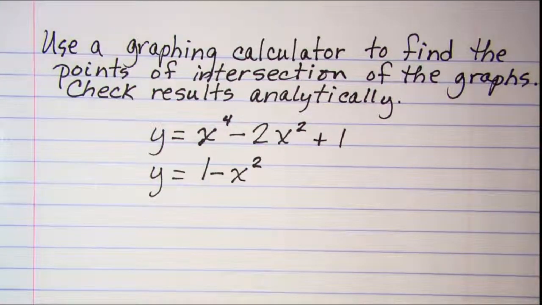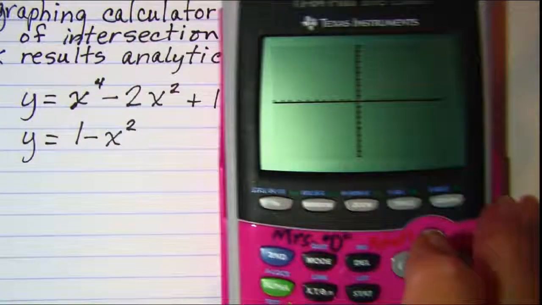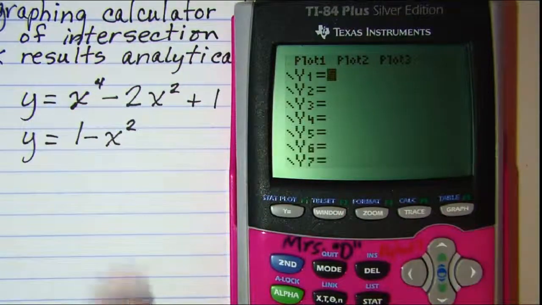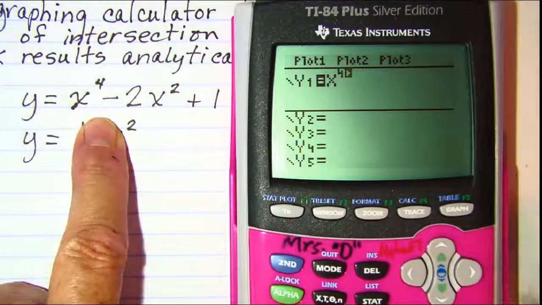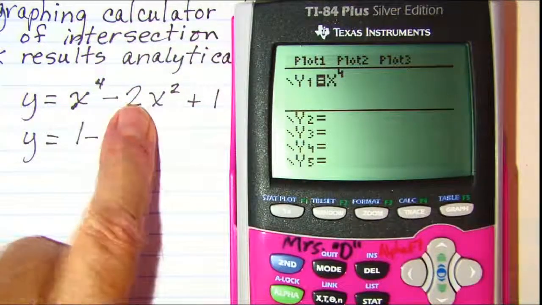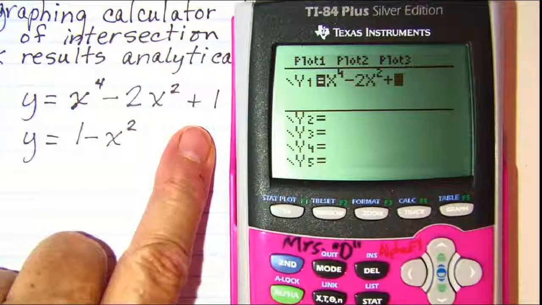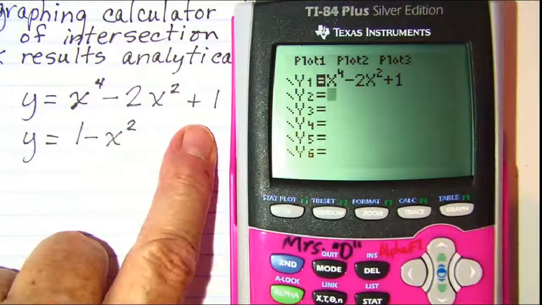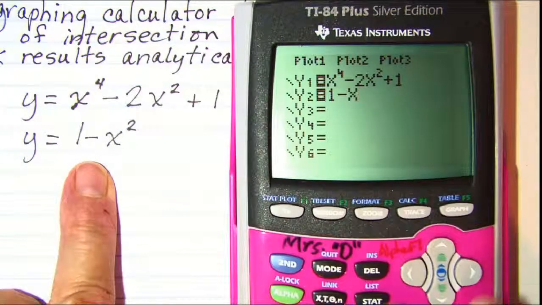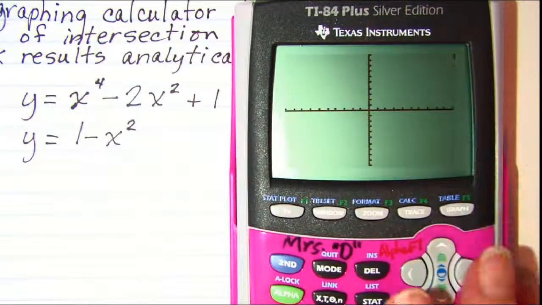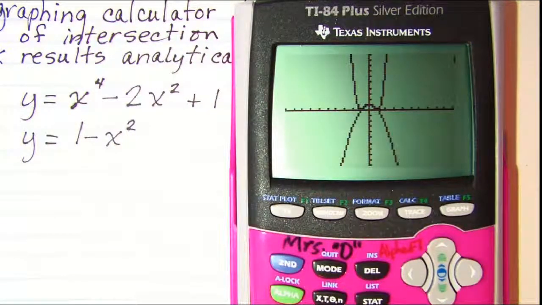But let's go ahead and use our graphing calculator. We have x raised to the fourth power minus 2x squared plus 1, and then 1 minus x squared. Let's look at these graphs. The first one will be my fourth degree, and the second one is my second degree.